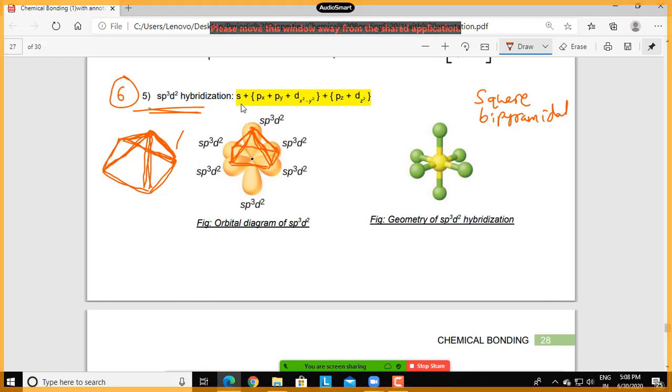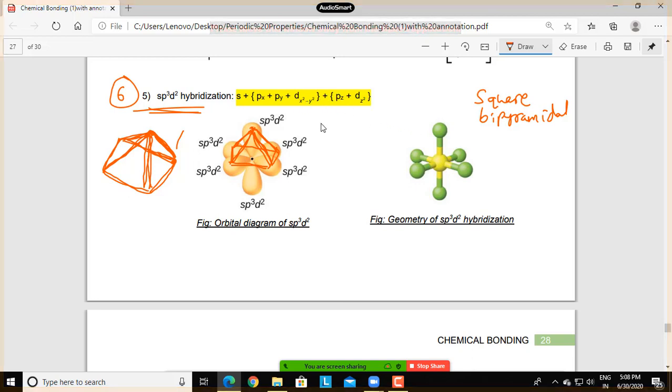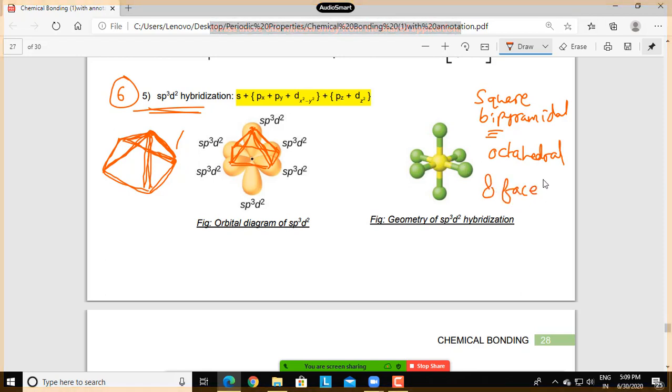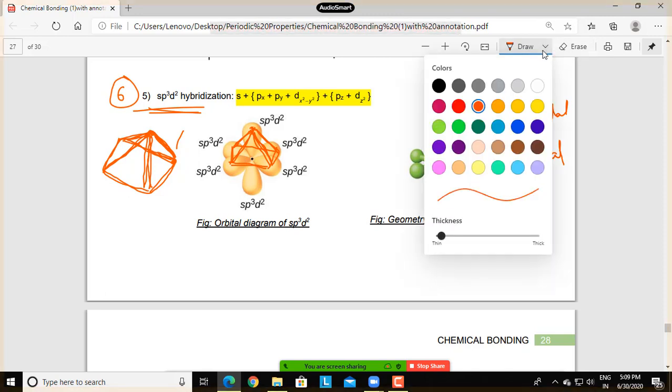So suppose s and px, py, pz and dx square minus y square, dz square all will be mixed. If all will be mixed, it will show square bipyramidal. Means a square is there, with a pyramid above it and below it. So we say square bipyramidal. This is also known as octahedral. Why is it octahedral? Because it has 8 faces. How 8 faces?